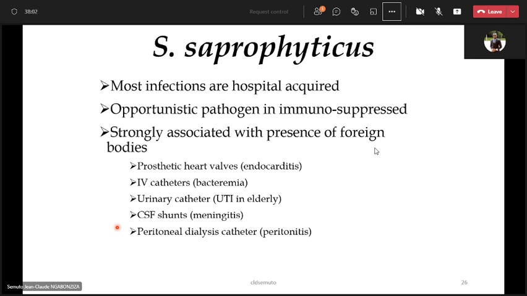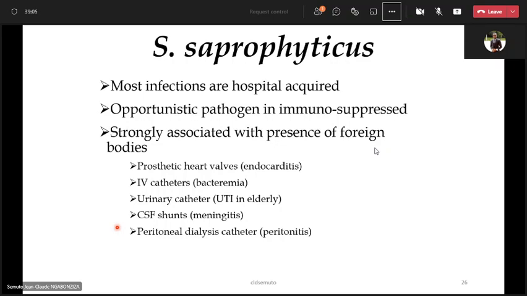So saprophyticus, that is another staph that we need to differentiate from the two previous. Most infections are hospital-acquired, it is an opportunistic pathogen in immunosuppressed hosts, and is strongly associated with the presence of foreign bodies, as we have seen in the previous. So when an appliance is placed in the body, then this will always come in. Prosthetic heart valve, intravenous catheter, urinary catheter, cerebrospinal fluid shunt. All these kinds of foreign bodies placed inside allow colonization by saprophyticus and cause problems where they are placed.